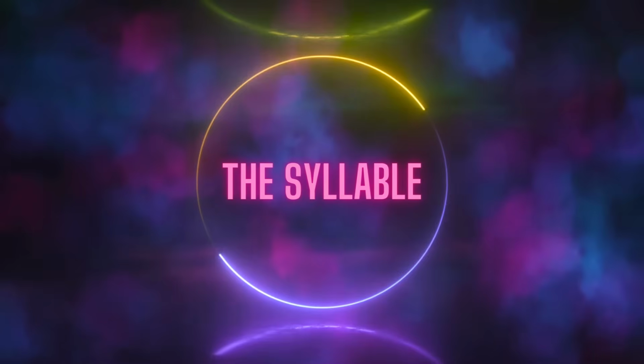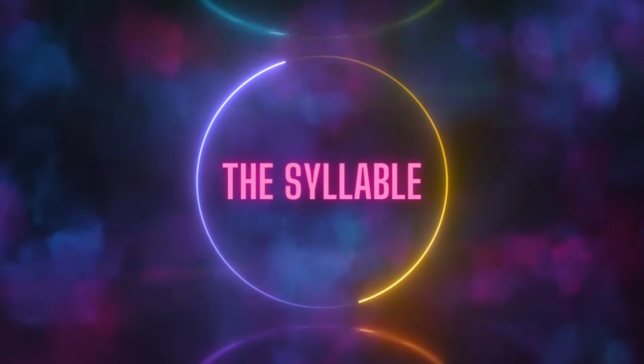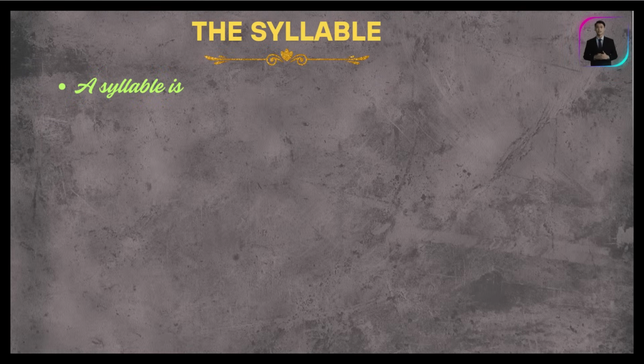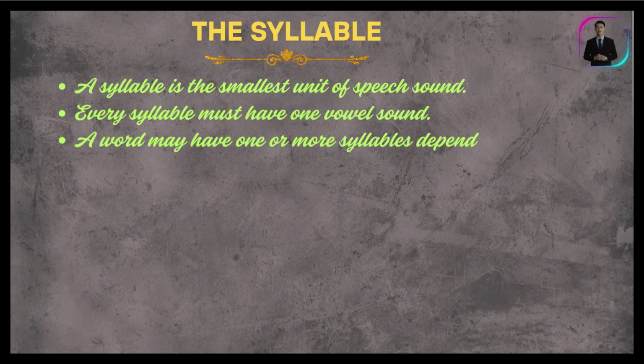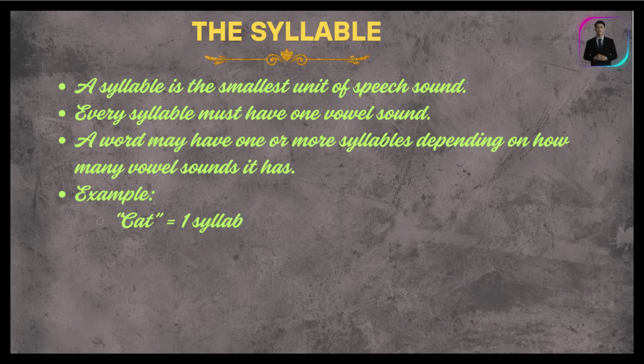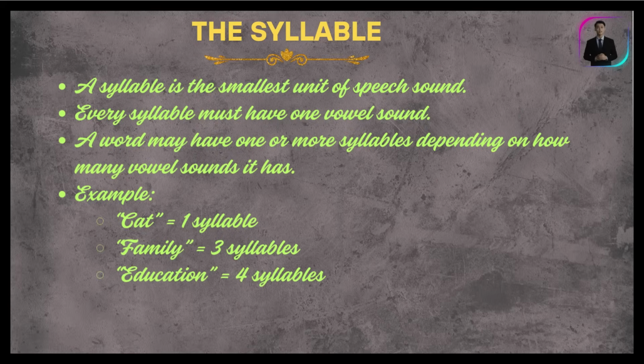The syllable. Learn what syllables are and how they work in speech. A syllable is the smallest unit of speech sound. Every syllable must have one vowel sound. A word may have one or more syllables depending on how many vowel sounds it has. Example, cat equals 1 syllable. Family equals 3 syllables. Education equals 4 syllables.